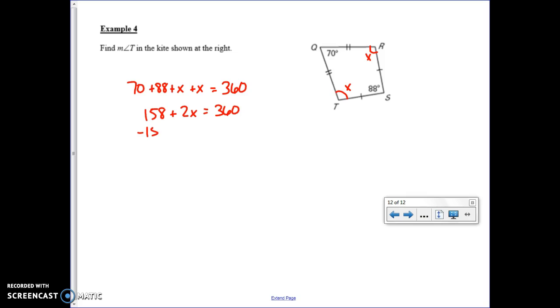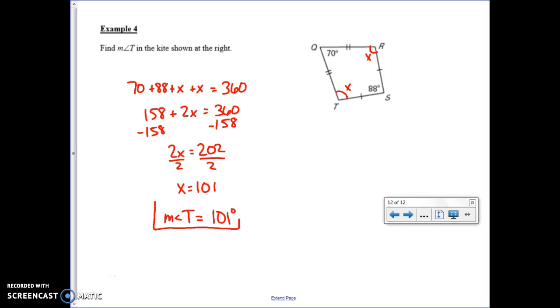I'm going to subtract 158 from both sides. So 2x is equal to 202. I'm going to divide by 2 on both sides. So x is equal to 101, but it wants the measure of angle T. In this case, the measure of angle T is just x, so it's 101 degrees.